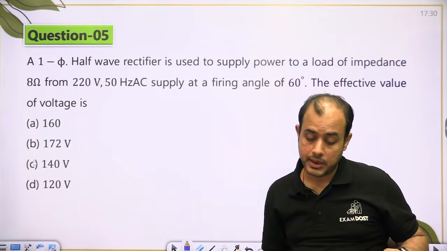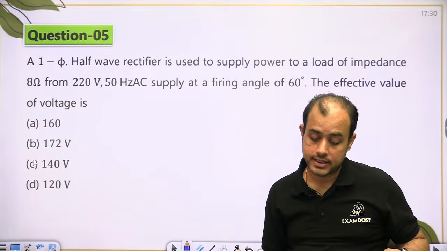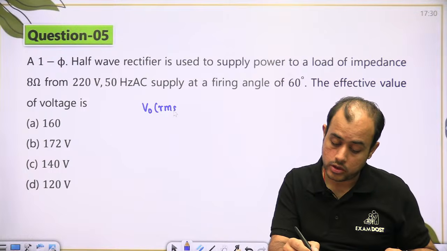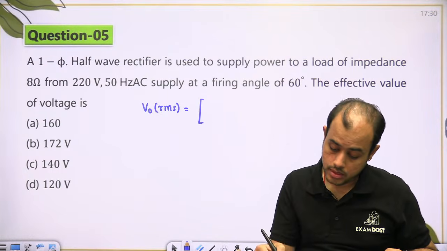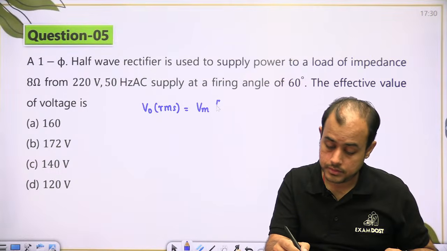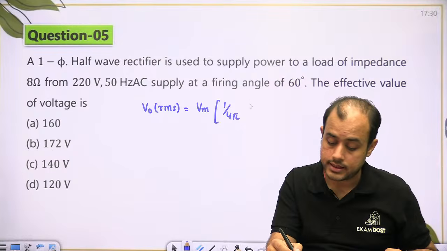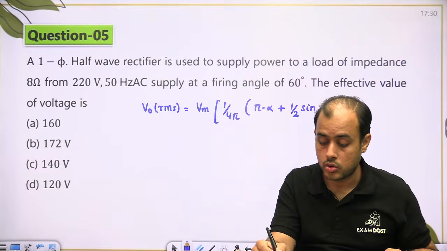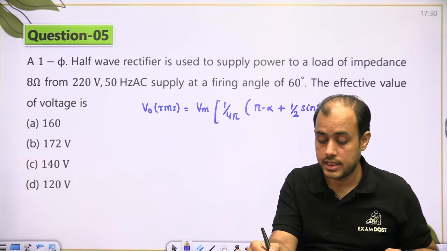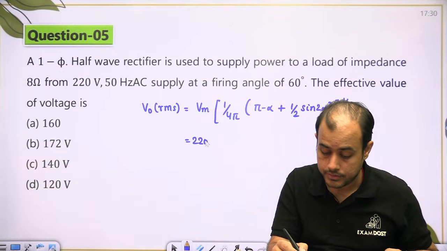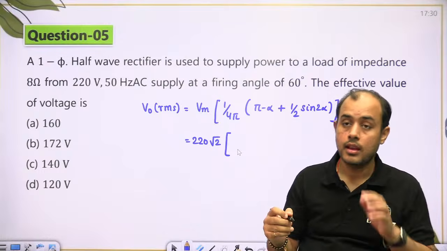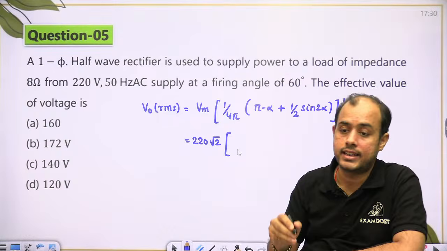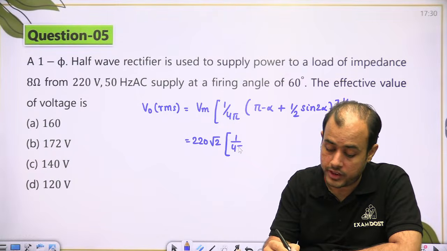Half wave rectifier is supplying a load of impedance 8 ohm at alpha 60. Effective value of voltage. Effective value of voltage is V naught RMS. Now I am taking it as a R load because nothing is mentioned about the nature of the load. So I am taking the impedance as resistive. And beta same RMS is applicable to a full wave rectifier, but instead of 4 pi you will get 2 pi. यही फॉर्मूला लगता है फुल वेव में भी आर लोड के अंदर.